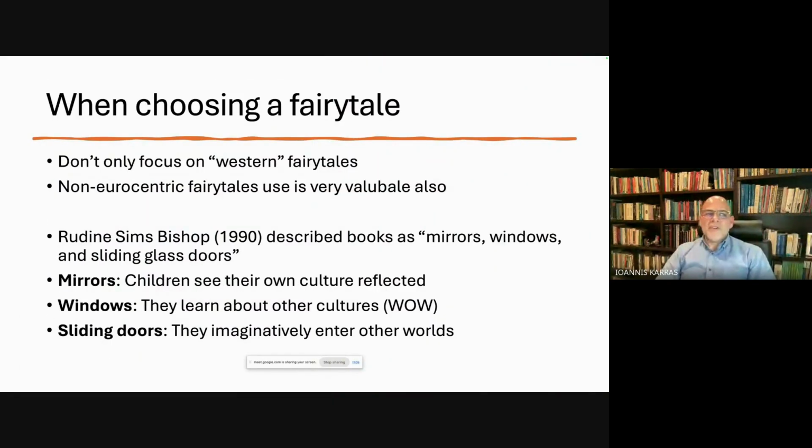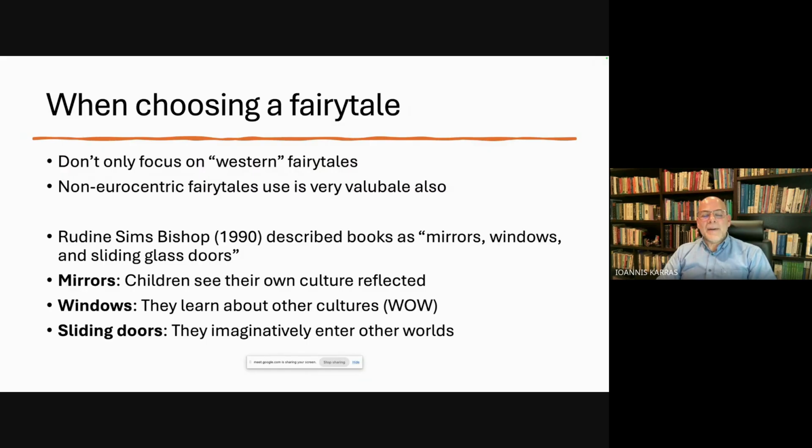So when choosing a fairy tale, my advice would be not to just focus on Western fairy tales. So this was a popular Western fairy tale, but I would actually encourage you to use non-Eurocentric or non-Western fairy tales, because sharing fairy tales from around the world might make it even more interesting.